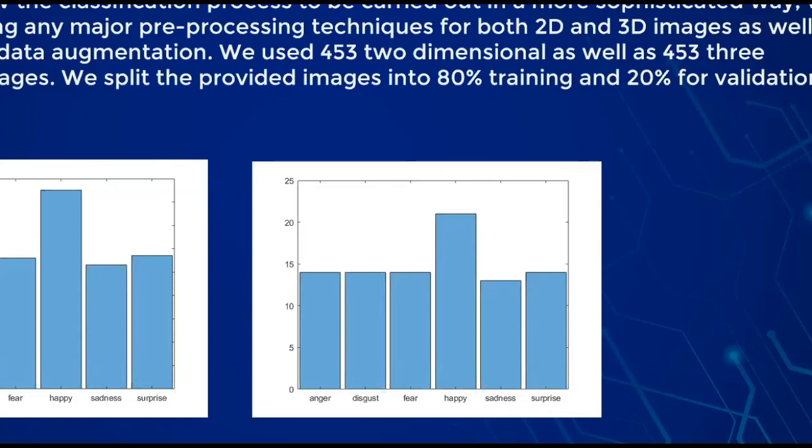We used 453 two-dimensional images, as well as the same number of three-dimensional images in the form of point clouds. We split the provided images into 80% for training and 20% for validation. And the picture represents the distribution of the training and validation sets.